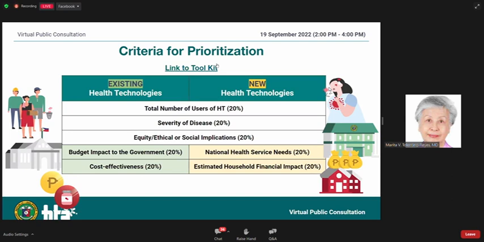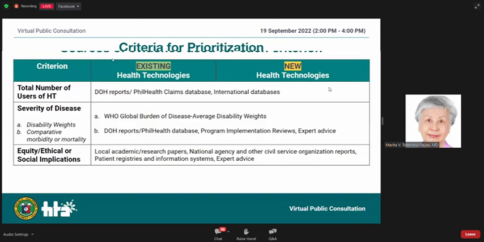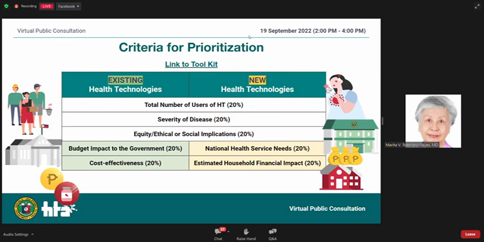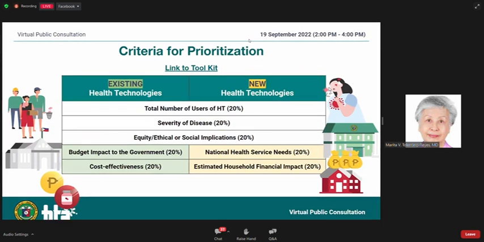So you can see that if the technology is a need in the national health service, magkakaroon siya ng mataas na points dito. And itong estimated household financial impact, mataas din siya. So for new technologies, ito yung ginamit, 1, 2, 3, 4, 5. For existing health technologies, it will be 1, 2, 3, 4, 5. See? So kung hindi siya kasali sa National Health Service need, medyo mababa ang kanyang score as if it is a new health technology.